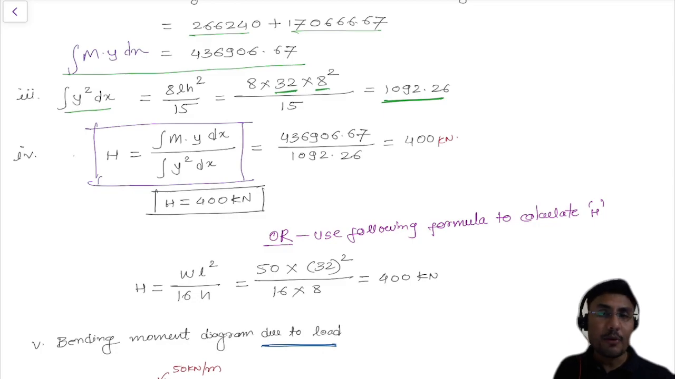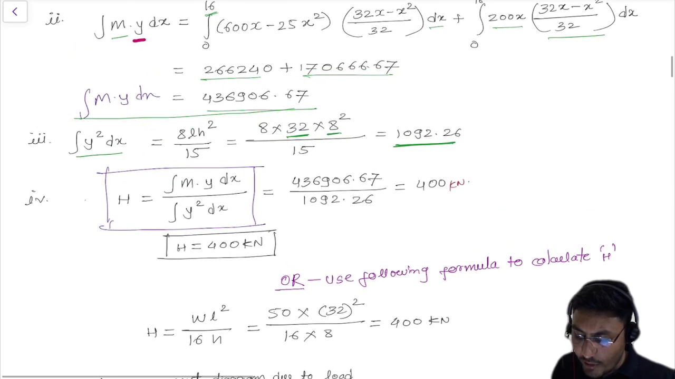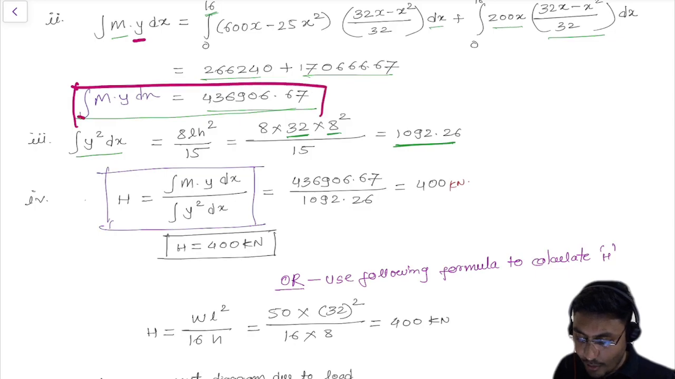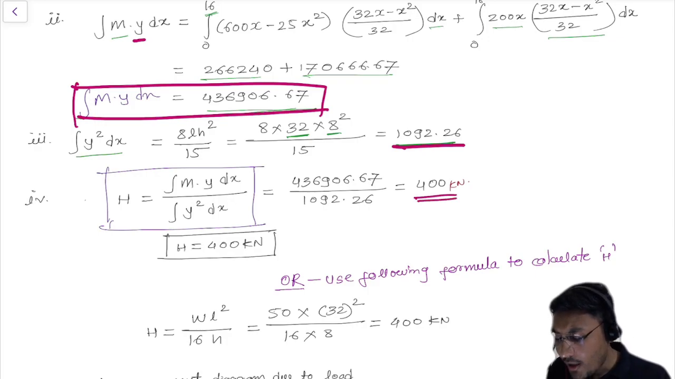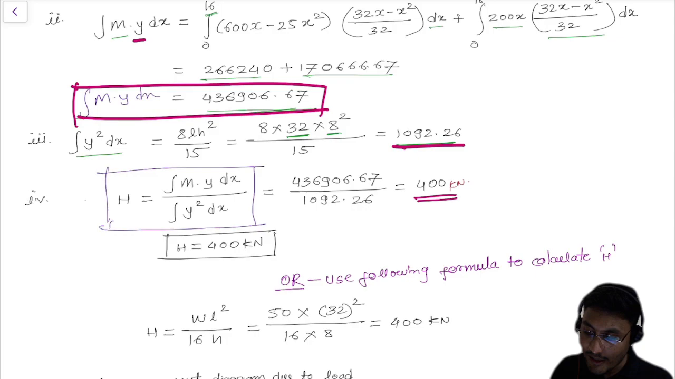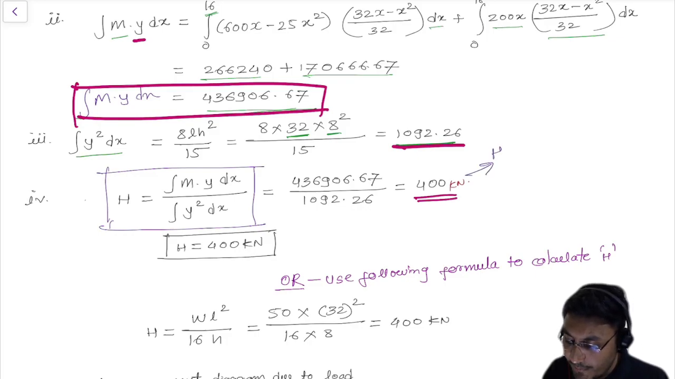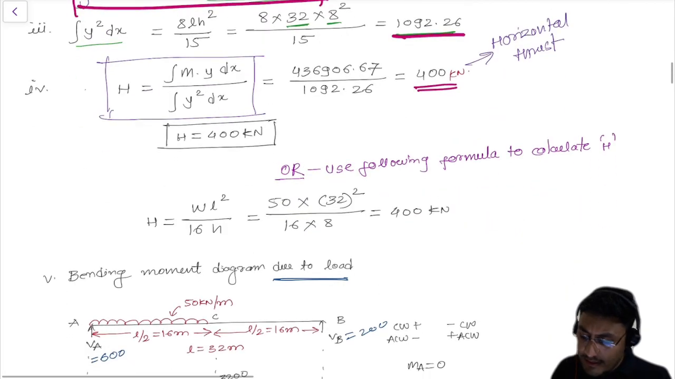Now we have the formula for the horizontal thrust, which is H equals the integration of M into y into dx divided by the integration of y square dx. This is the basic equation to calculate the horizontal thrust for the arch, right? We already have both values for this equation. This is one value we have, and this is the other value we have. Just put both values over here and we'll get 400 kilonewton as the horizontal thrust. Understood? So this is the value of horizontal thrust.